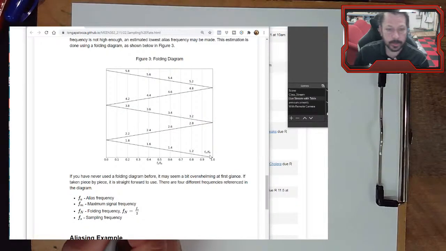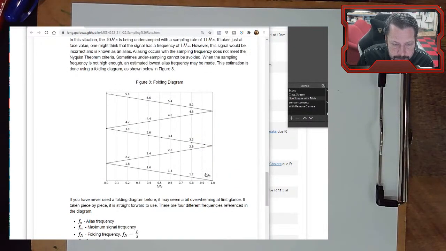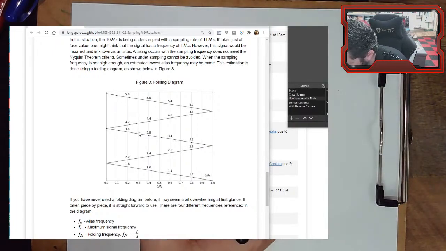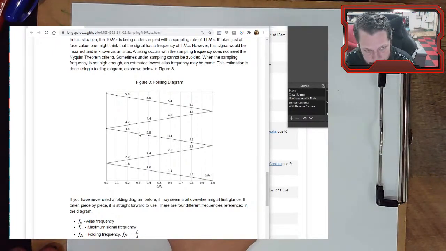All right. So on the chart, you have this little ratio here, maximum over folding frequency. For us, that's 10. Oh, wait, 10 is not going to show up on here because it goes off the chart. It ends at 5.8. We'd have to have a larger chart. Let's change our sampling rate to something so it'll show up on our chart.